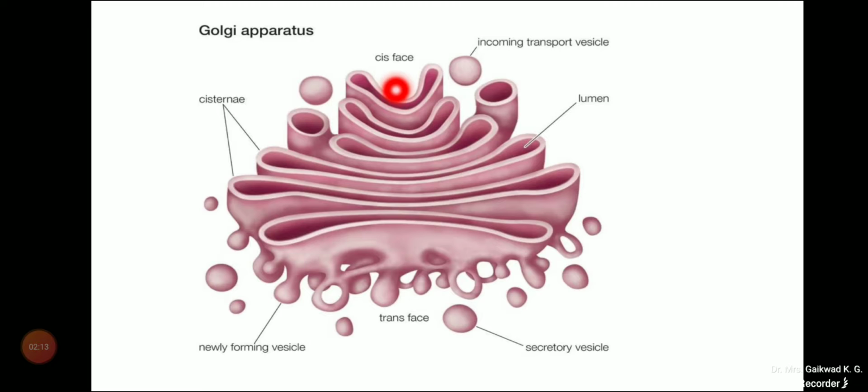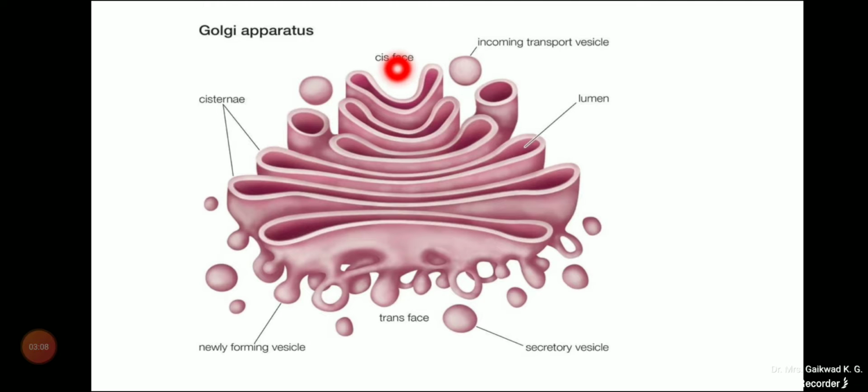From the cis side, the vesicles that leave the endoplasmic reticulum fuse to the Golgi complex from its cis face. That is why we call the cis face the receiving side, where the incoming transport vesicles arrive. It is the forming face. Cis literally means on the same side, and the vesicles leave the endoplasmic reticulum and fuse to the Golgi complex from this cis face.